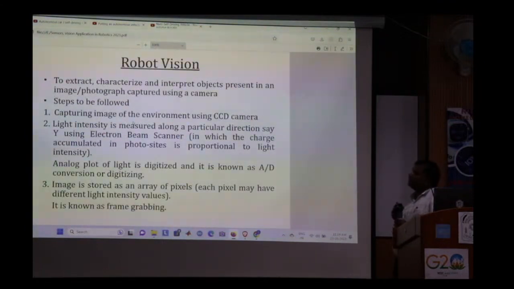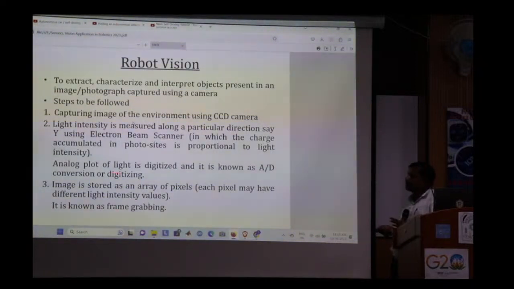Now let us come back to the whole thing. To extract, characterize, and interpret objects present in an image or photograph using a camera, the steps to be followed are: capture an image of the environment using a CCD camera. Then light intensity is measured along a particular direction, say Y, using an electron beam scanner, in which charge accumulation in photosites is proportional to light intensity. Like the old video cameras, they used to work on this concept.